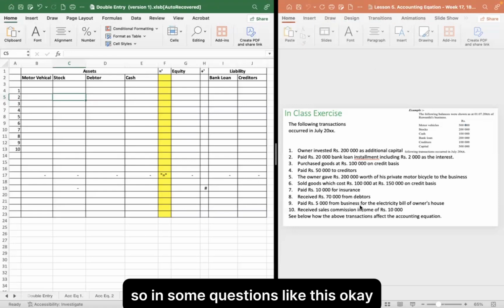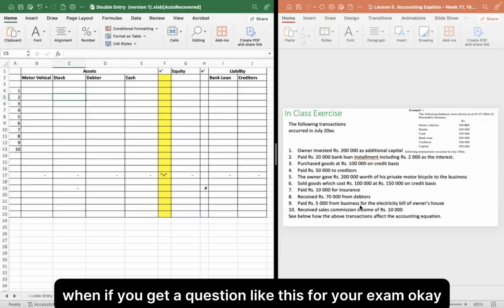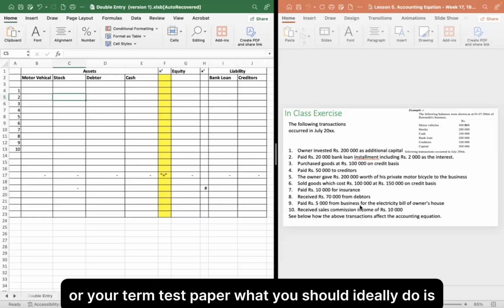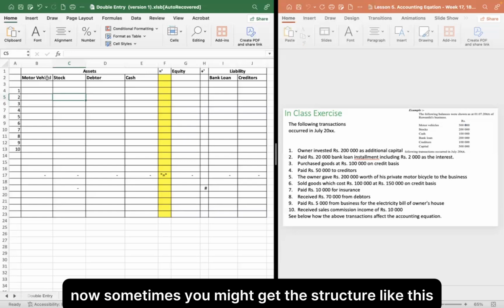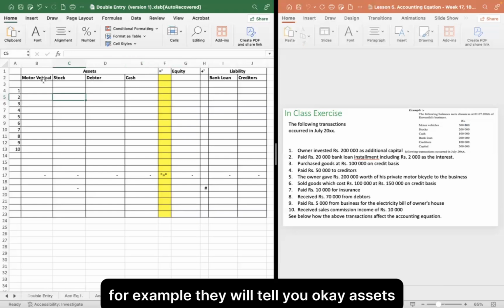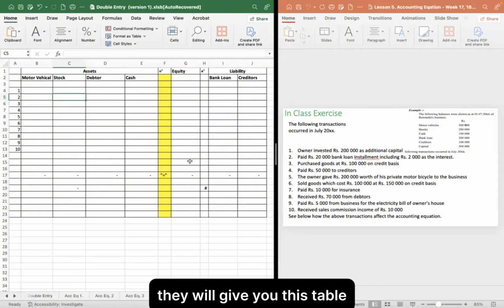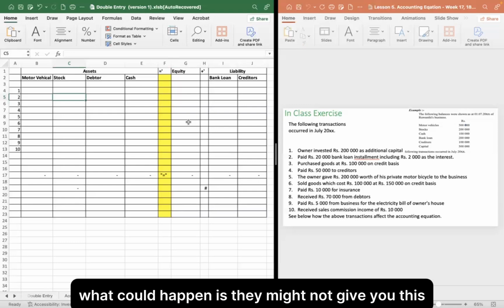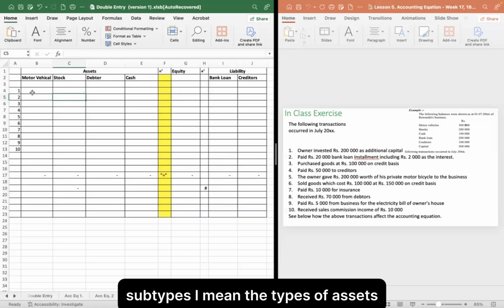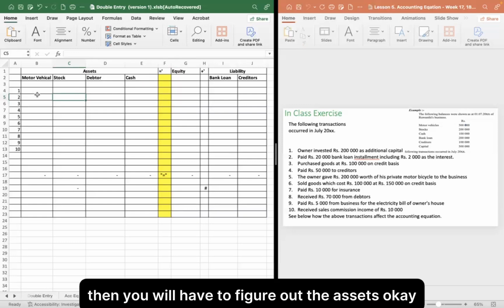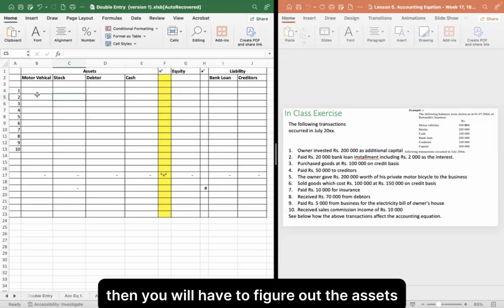In some questions like this, if you get a question like this for your exam or your term test paper, sometimes you might get the structure like this. For example, they will give you this table, and simply you have to fill this. Or else they might not give you these subtypes, I mean the types of assets. Then you will have to figure out the assets.